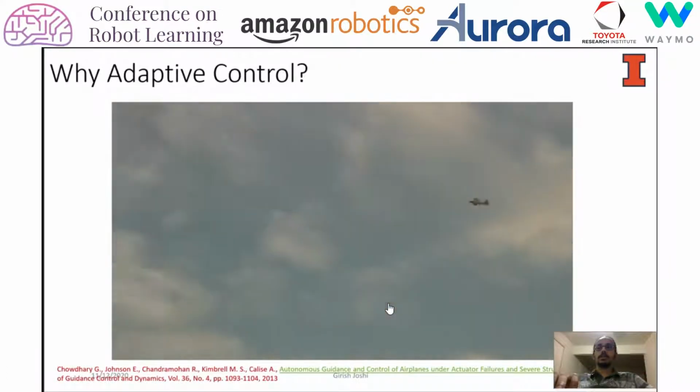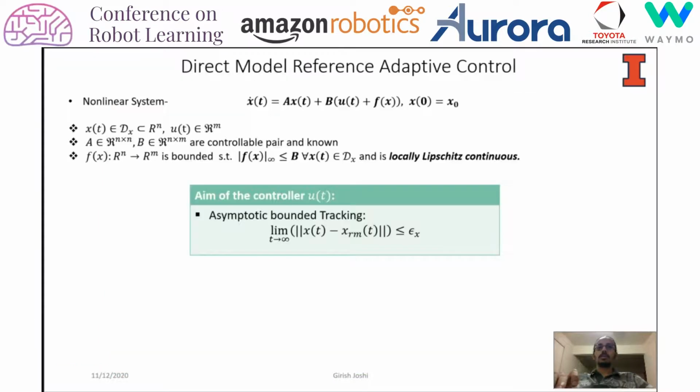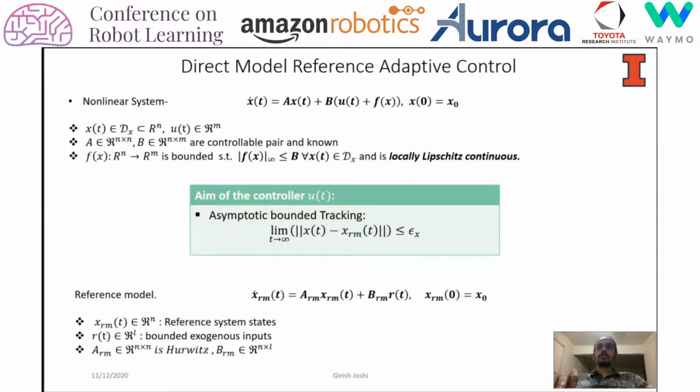Even control schemes involving reinforcement learning won't work, as the main challenge in these cases is to guarantee stability while learning to adapt to significantly changed behavior. So we'll start with direct model reference adaptive control, upon which DMRAC is based. Here we have a nonlinear system given as follows, where f of x denotes the unknown disturbance. The main objective of the controller is asymptotic bounded tracking.